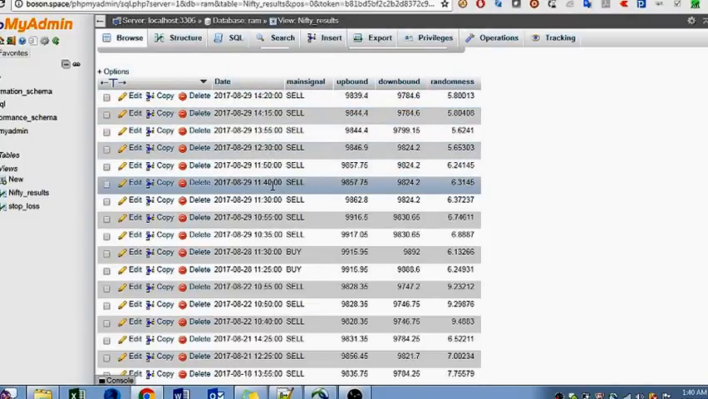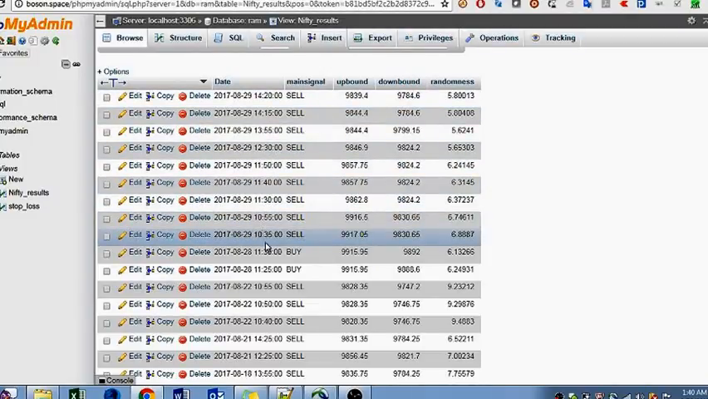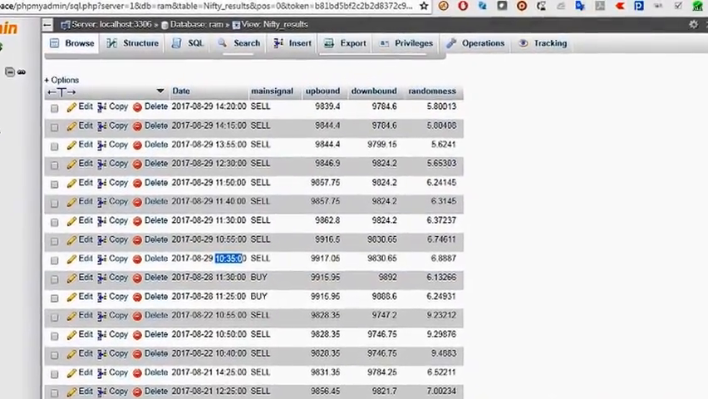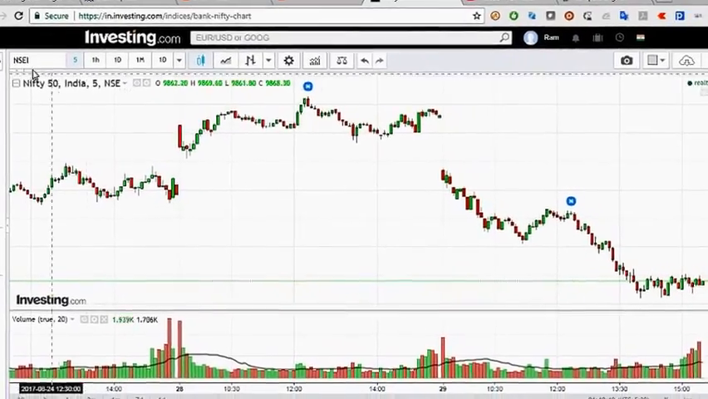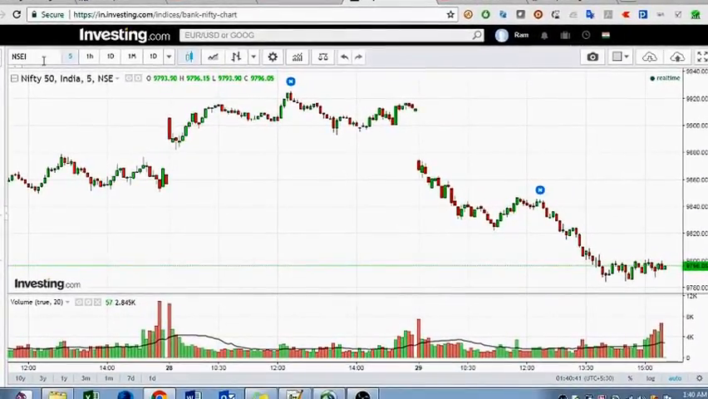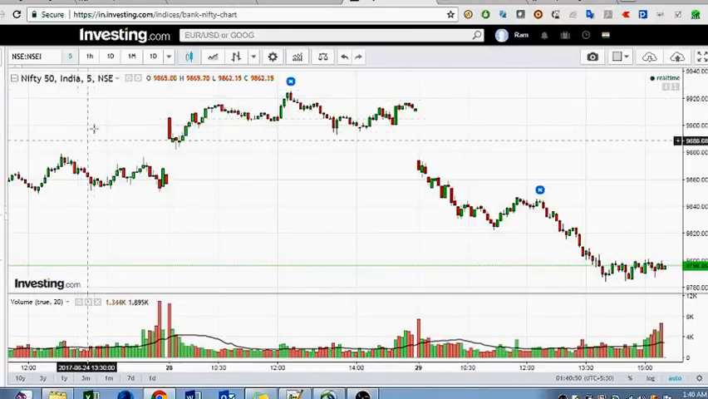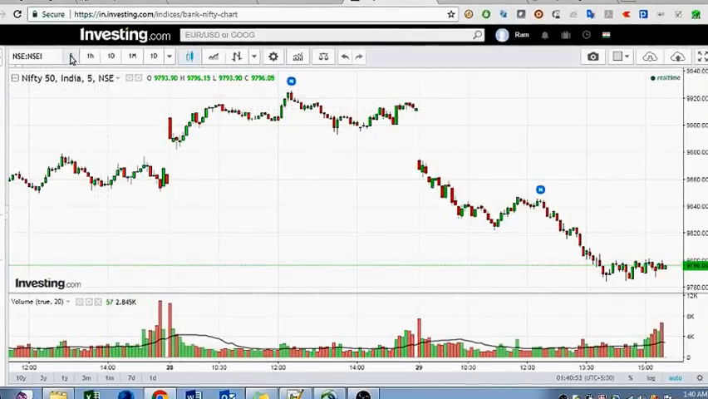We'll only check today's one. Today's trade calls start from here. You can see the first call came for sell at 10:35 p.m., sorry, 10:35 a.m. I'm using, as you can see, the Nifty 50 chart over here. So I'm pulling Nifty 50. This is a 5-minute chart over here.